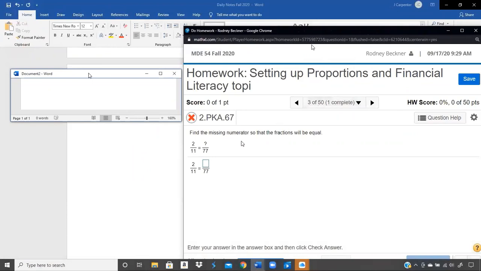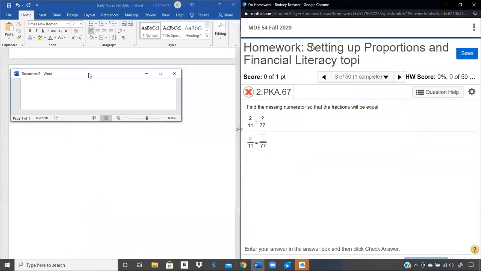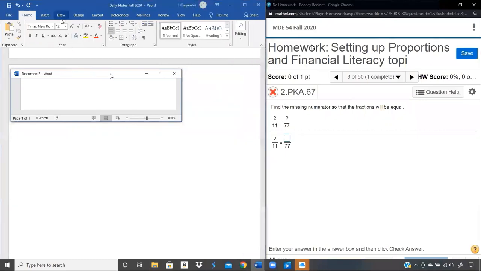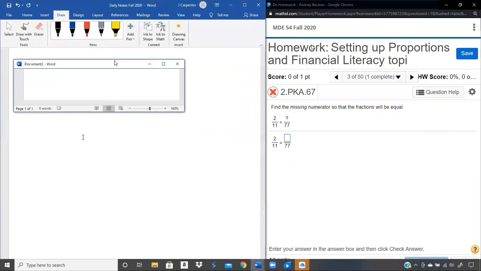All right, so find the missing numerator so the fractions will be equal. First, I got to do this. There we go, much better. So we got 2 over 11, 7.